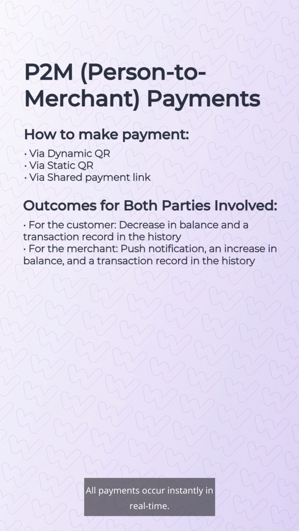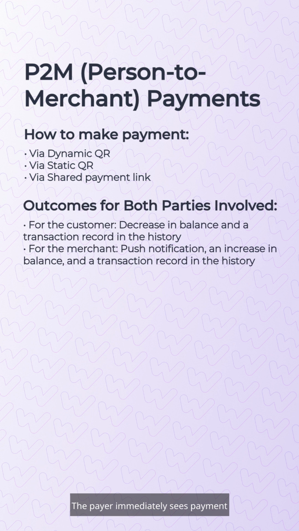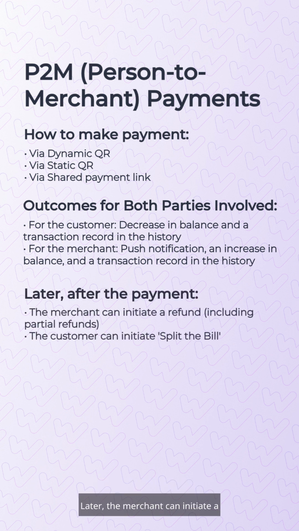All payments occur instantly in real time. The payer immediately sees payment information in the transaction history, and their balance decreases. The merchant receives a push notification with information about the received payment. They can also see this information in the transaction history, and their balance increases. Later, the merchant can initiate a refund, and the customer can initiate Split the Bill directly from the transaction history.